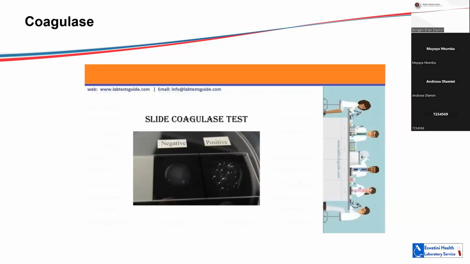So the principle of this test is that if there is coagulase in that organism, it will convert the fibrinogen in the plasma into insoluble fibrin, forming those clumps that you are seeing on the right. So a positive reaction you'll see by the clumps.